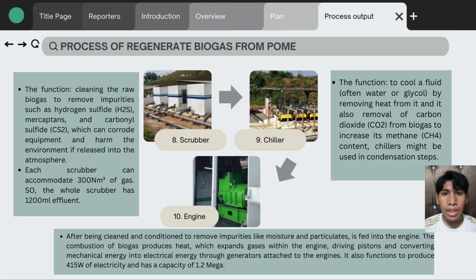The next process is the scrubber. Its function is cleaning the raw biogas to remove impurities such as hydrogen sulfide and carbonyl sulfide. Then the chiller. It functions to cool a fluid by removing heat from air, and also removes carbon dioxide from biogas to increase its methane content. After that, we go to the engine, which converts mechanical energy into electrical energy through generators attached to the engines. They produce 450 volts of electricity and have a capacity of 1.2 megawatts.